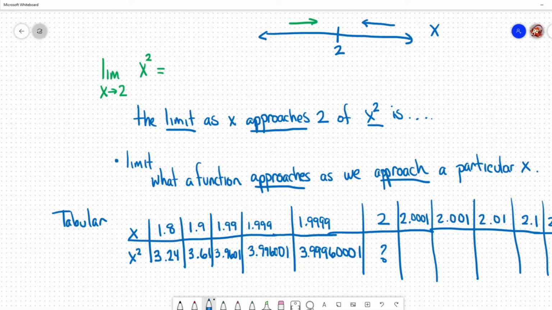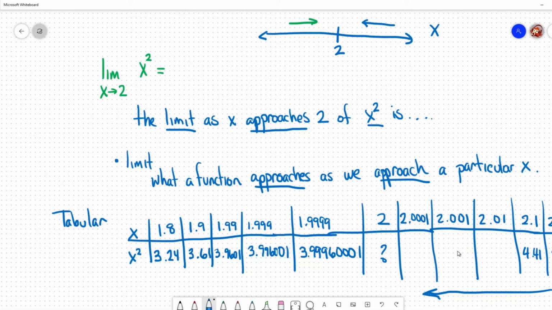If we start from this end, 2.2, and I square that, I get 4.84. Then 2.1 gives 4.41. So as I get towards 2 from this end, I see the number is decreasing. But with just two numbers, I don't really see what it is approaching. Maybe it's approaching 4.1. I need to see that infinite, continuous pattern. Do I see a trend?